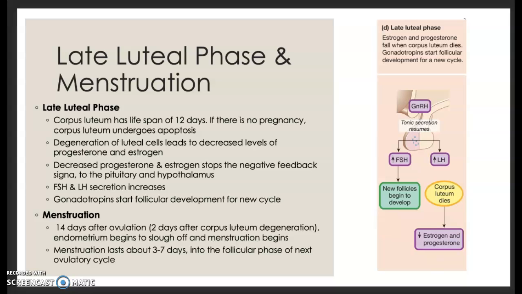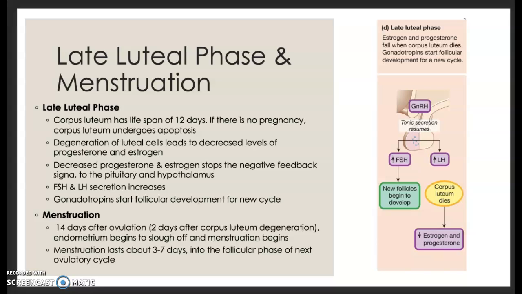So menstruation is the act of the menses. This is about 14 days after ovulation, and it occurs about 2 days after the corpus luteum begins to degenerate, and the endometrium will just begin to slough off. And that sloughing of the endometrium is what women see when they begin to menstruate. So, bloody vaginal discharge. Menstruation typically lasts about 3 to 7 days, and can be accompanied by cramping, diarrhea, constipation, nausea, fatigue, weakness, all of those things.